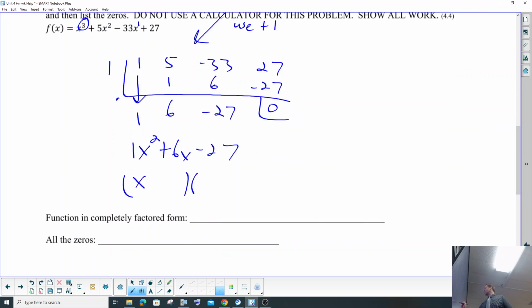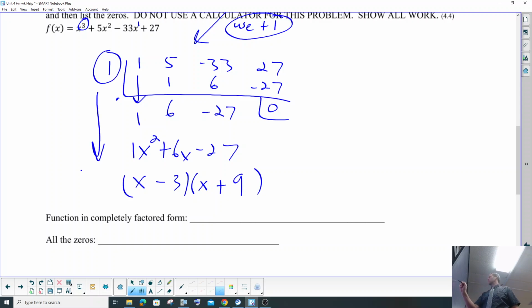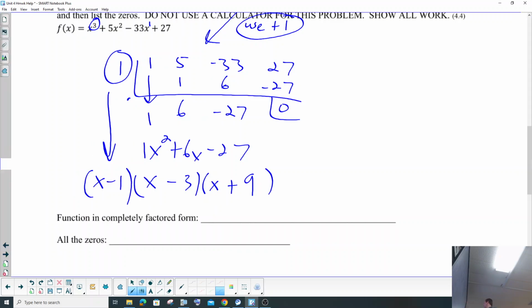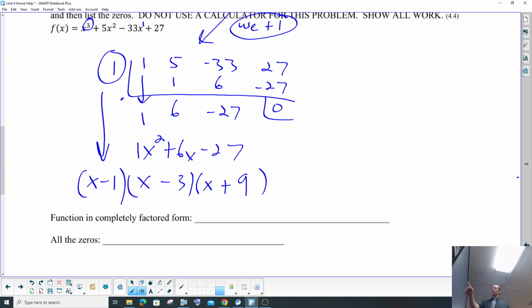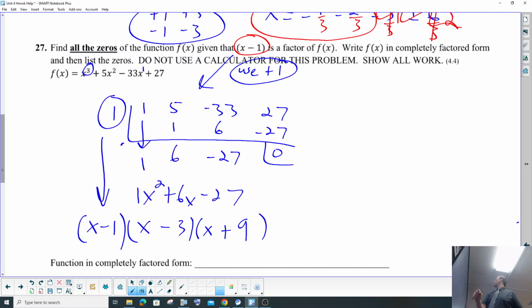So that factors into what? 3 times 9 is 27. The sign of the middle term goes with the bigger number. So x plus 9 and x minus 3. 9x minus 3x is 6x. And then don't forget the original, which was an x minus 1. So those are our factors, our factored form.